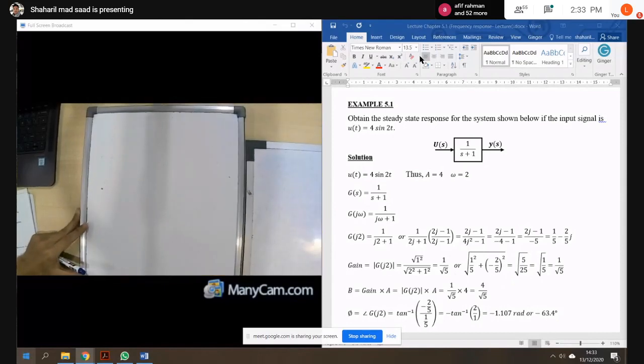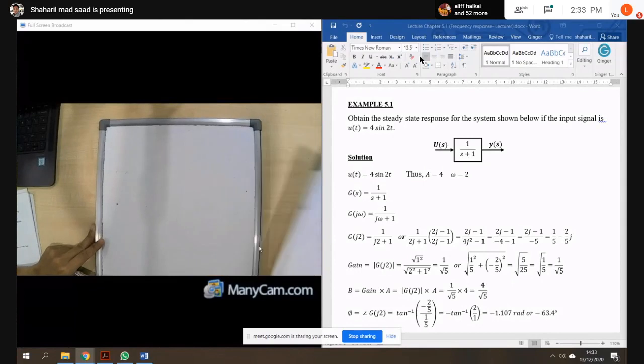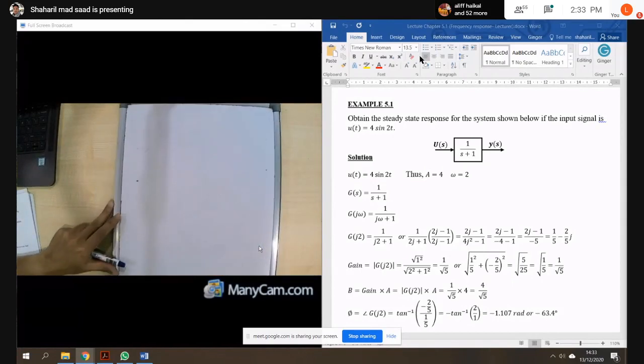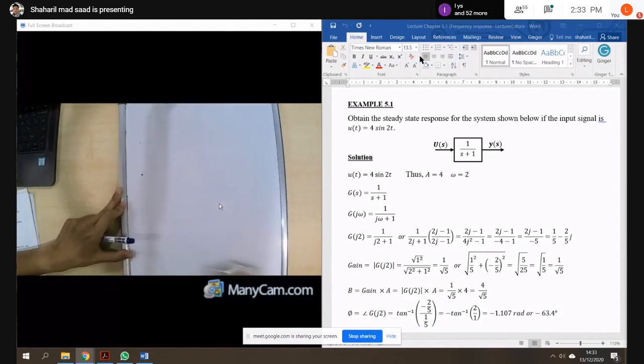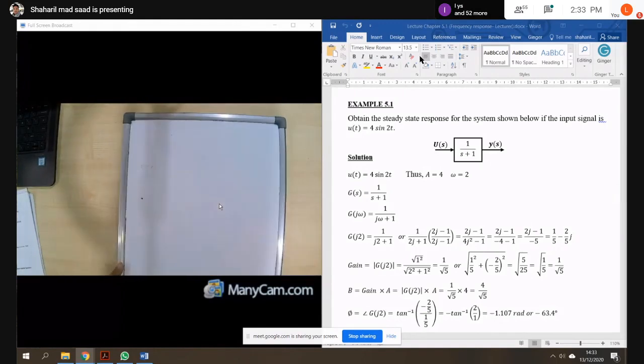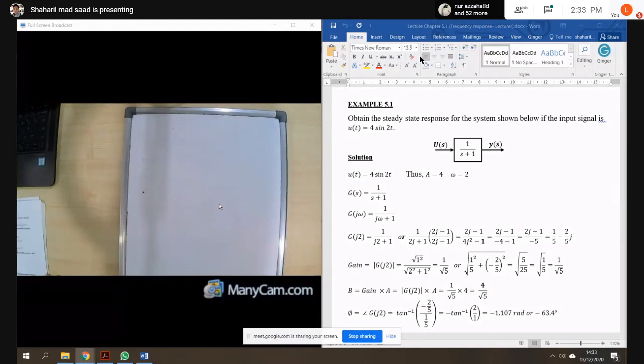I think I need to expand more. Sometimes other lecturers like to use the iPad and so on, in order to write the equation. But I like this traditional one.